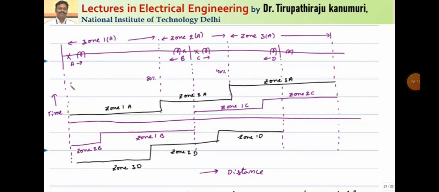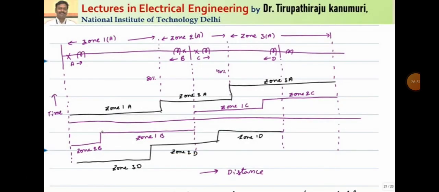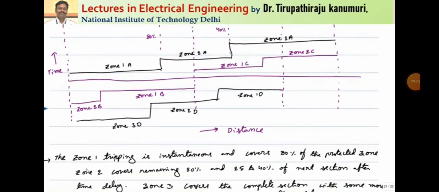Here the y-axis indicates the time delay. Similarly, relay C will be instantaneous up to 80% of its section, then the remaining 20% and the remaining part will be covered in zone 2. Similarly, in the opposite direction, B will again be instantaneous up to 80%, and the remaining 20% is covered by zone 2 of relay B. Similar is the case for relay D: it will cover 80%, then 20% plus 40% will be covered in zone 2, and the remaining is covered in zone number 3. In this way we will protect it.